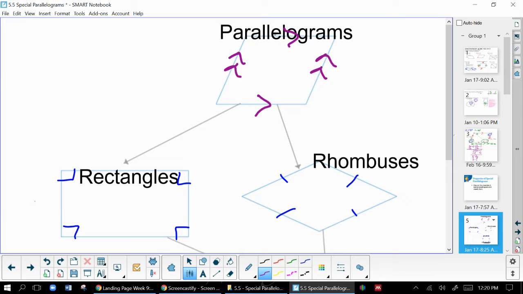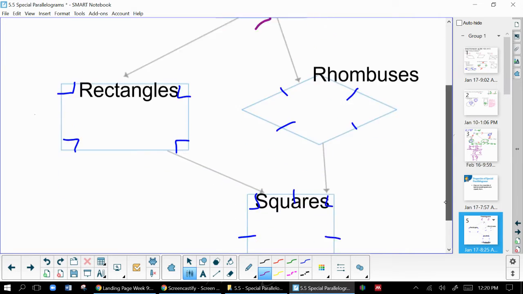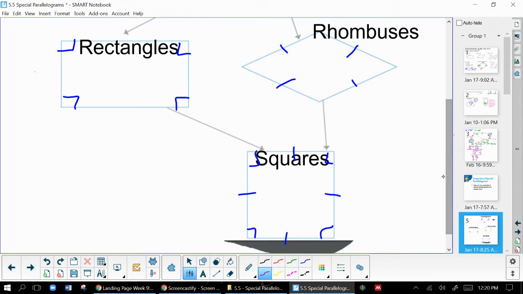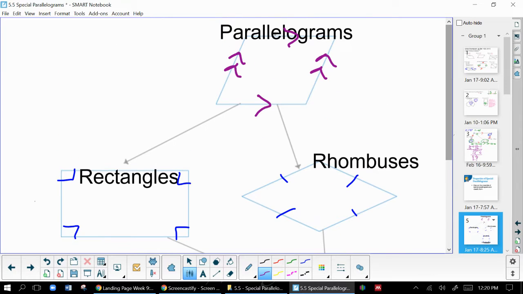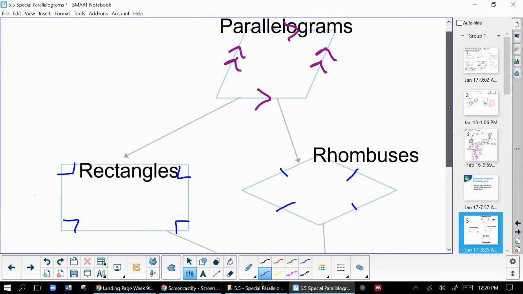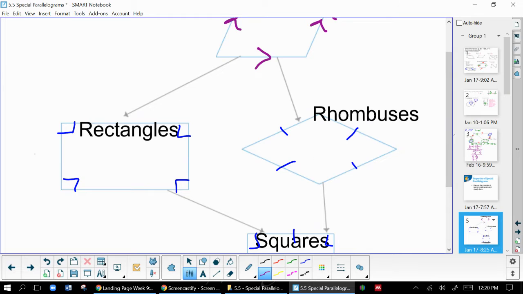All of those properties we talked about yesterday are also true of rectangles, rhombuses, and squares. You will often hear this referred to as a family tree. So you can think of this like parallelograms are the mammals. And then down here, rhombuses are kind of like, what are they called?